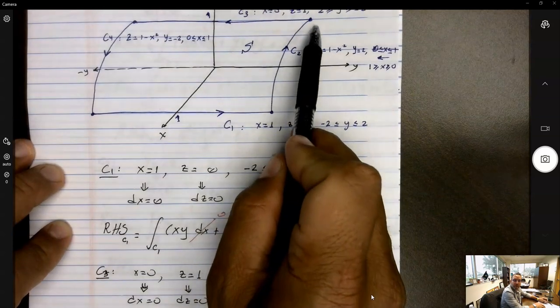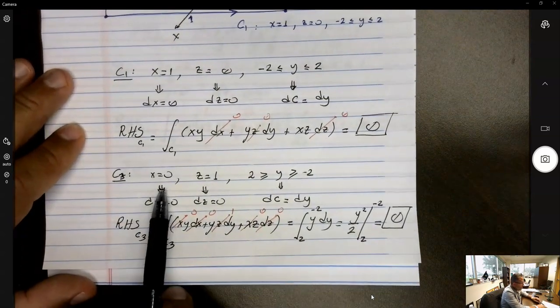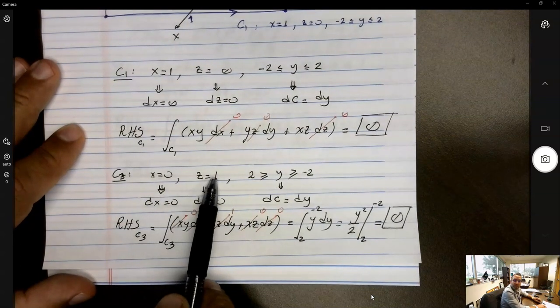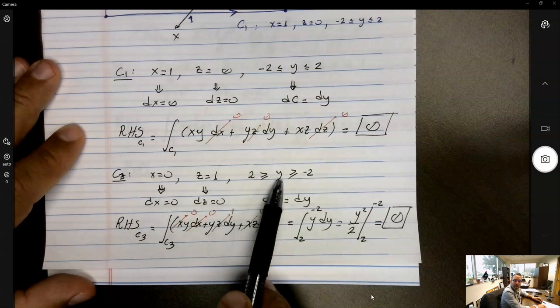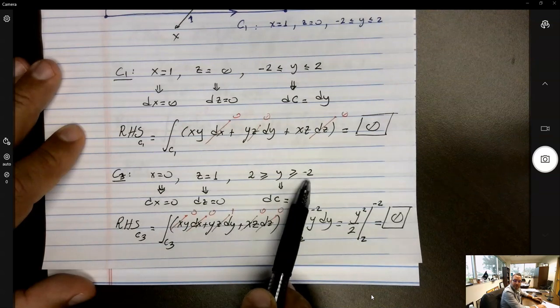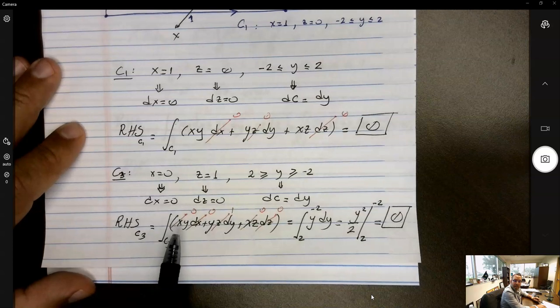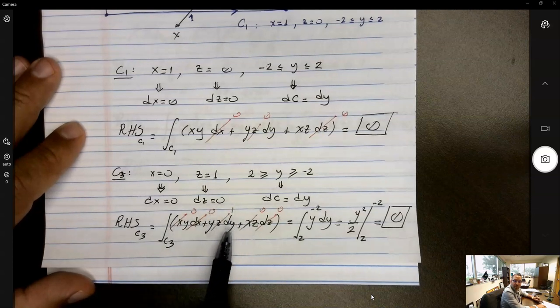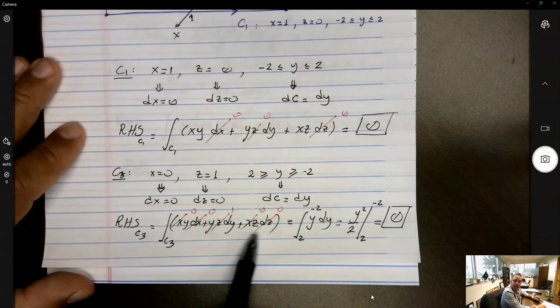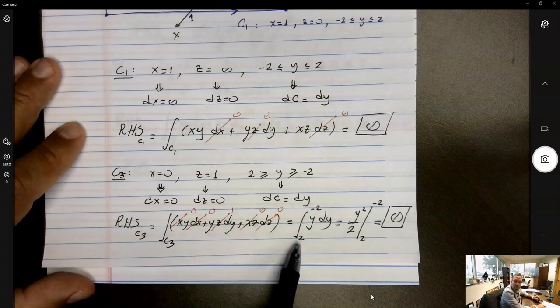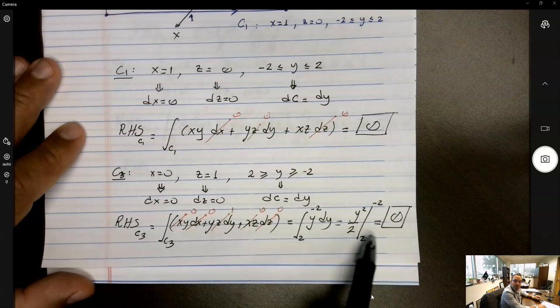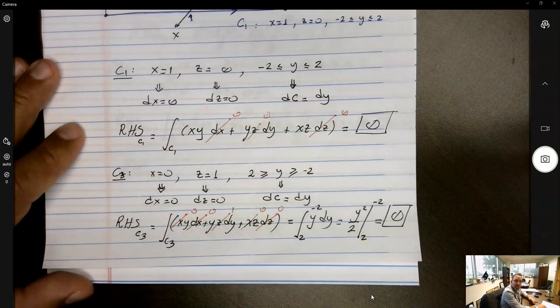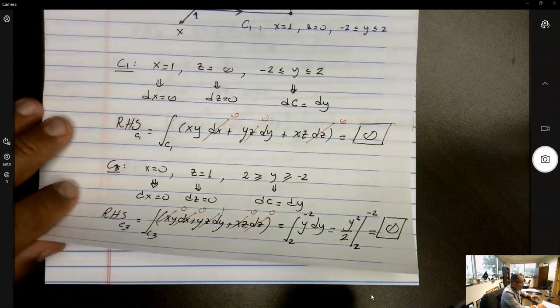Then when we do the same along C3, x is equal to 0, z is equal to 1, and now the coordinate y will go from 2 to minus 2. In that case, one of these integrals survives, and it's basically the integral from 2 to minus 2 of y dy, which also turns out to be 0 because it's y squared over 2, and when we evaluate it between 2 and minus 2, we get the same contribution, 0.